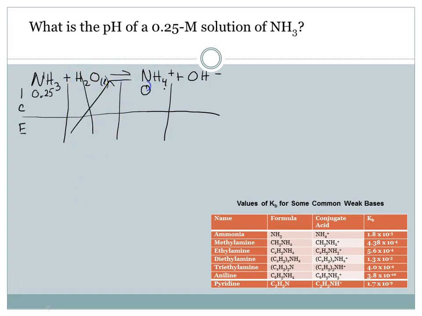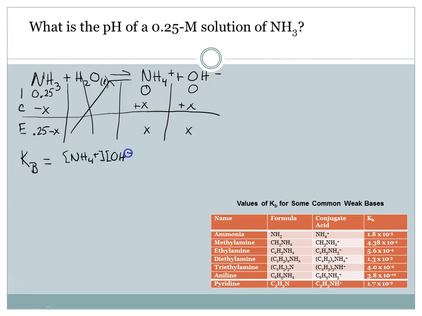My initial concentration of ammonium is 0. Hydroxide is 0. Change x, x. It's going to go down by x, go up by x. At equilibrium, 0.25 minus x, x, x. Okay. Next step, set up your Kb expression. Products over reactants.